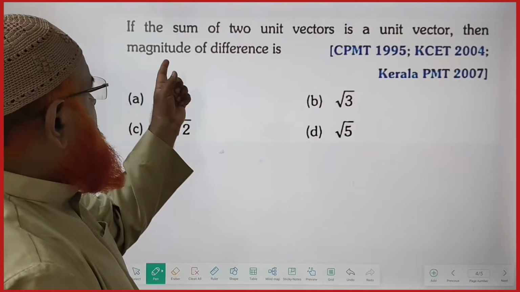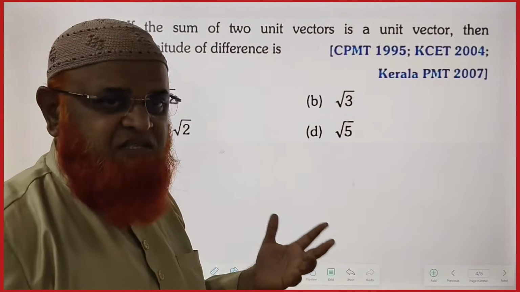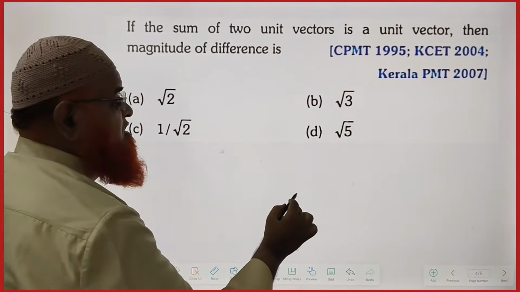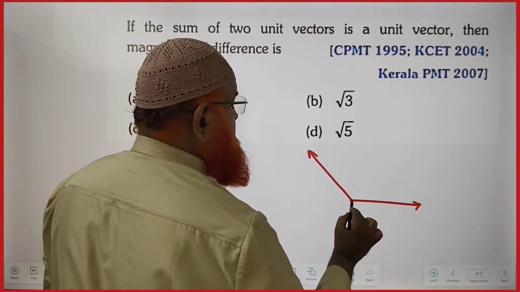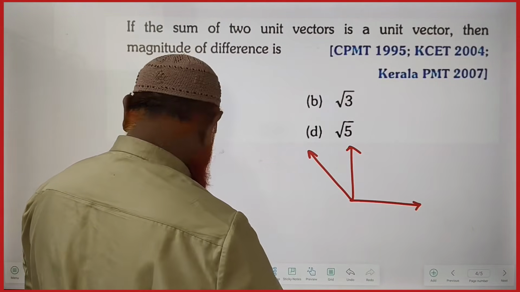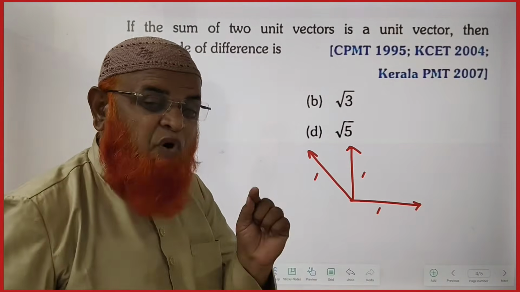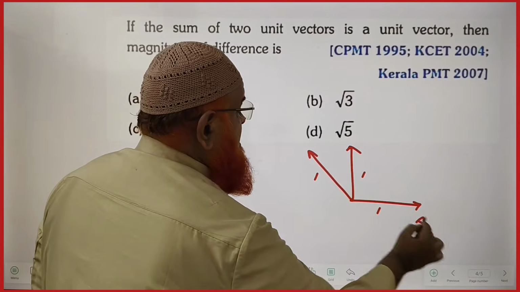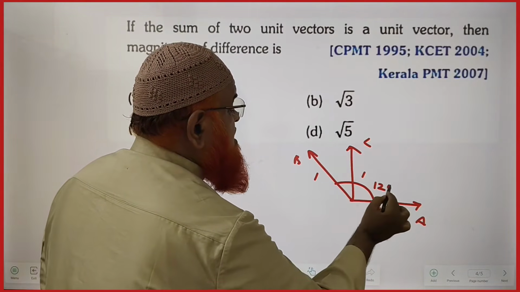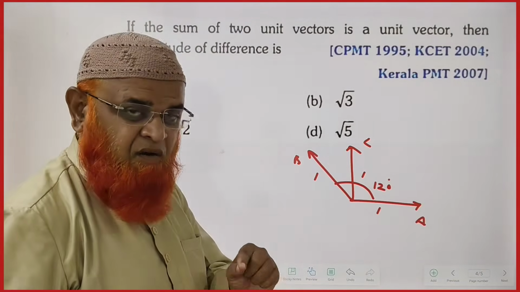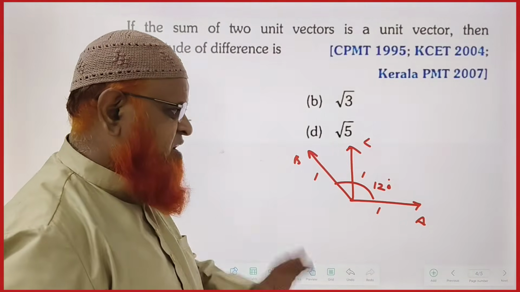Now, let me go for the next problem. If the sum of two vectors is a unit vector, then what is the magnitude of the difference? What is the meaning of that? The sum of two vectors, for example, this is a vector, this is one more vector, this is going to be the resultant vector, and all these three vectors are unit vectors. It is possible only when this is A vector, this is B vector, this is C vector, and the angle between these two vectors should be 120 degrees. Then only it is possible. So 120 means all the three vectors will be the same. That is the meaning here.